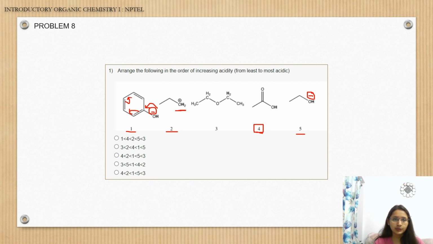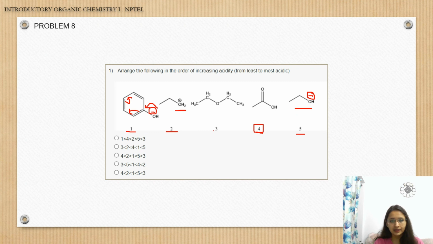But if you are talking about ethanol, there is no resonance stabilization in this ethanol. So that is why what happens, one will become more acidic than 5, right? So one here is more acidic than 5. So here the correct order will be 2, 4, 1, 5, and remaining one is 3.